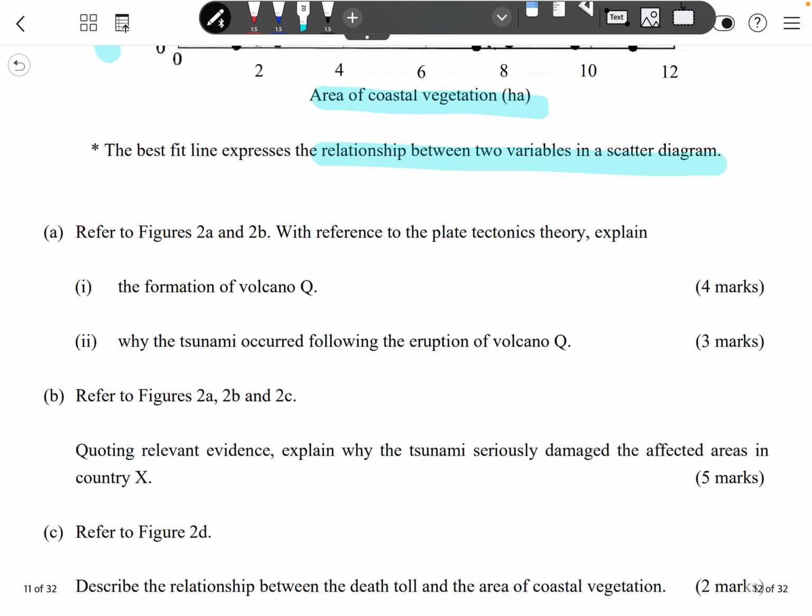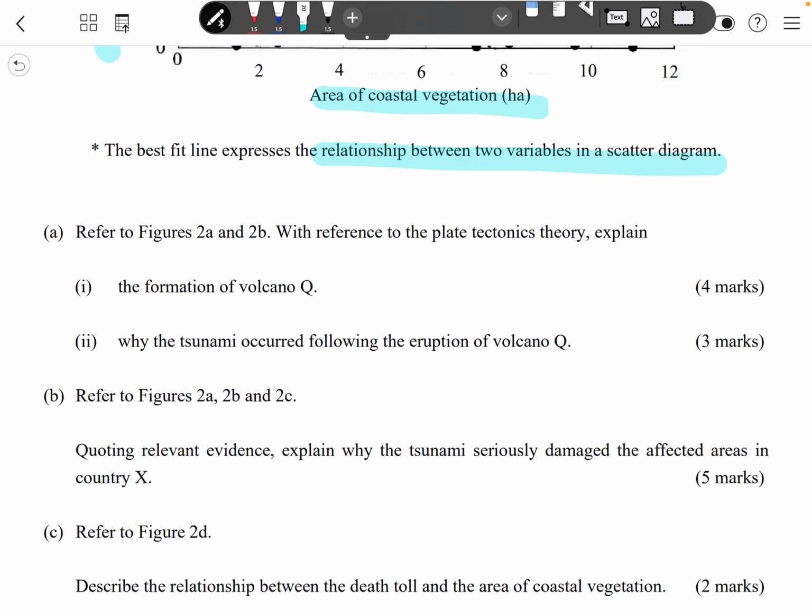So let's see the questions one by one. I won't read out the marking scheme, so I won't show you the marking scheme. I will just point out how you performed and anything you can do better in the coming DSE exam.